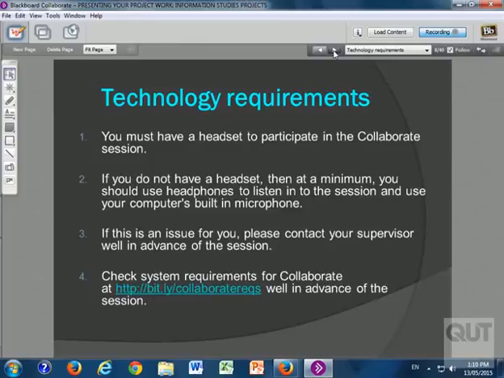Okay, checking system requirements for Collaborate. I've actually just popped a little link there, so you can go to that to have a look to see what's required. If you have a built-in microphone on your computer, you can use that. Otherwise, you will need to find another way of being able to speak clearly and be heard clearly.